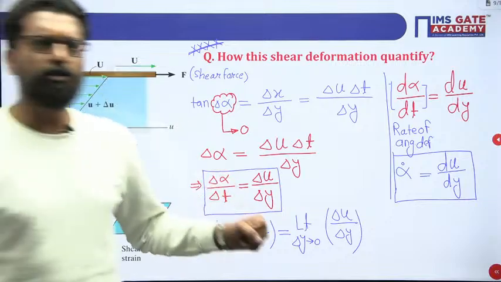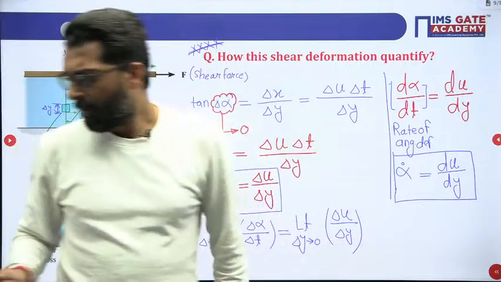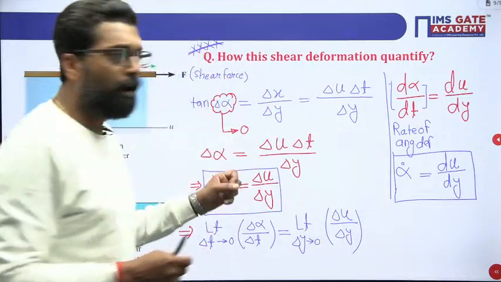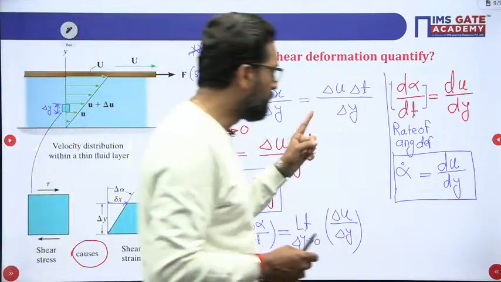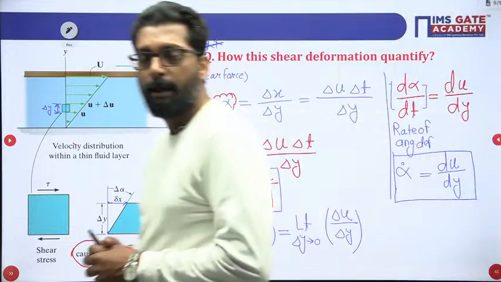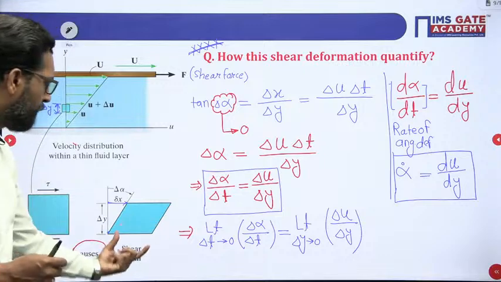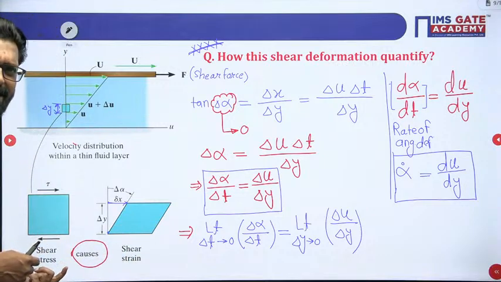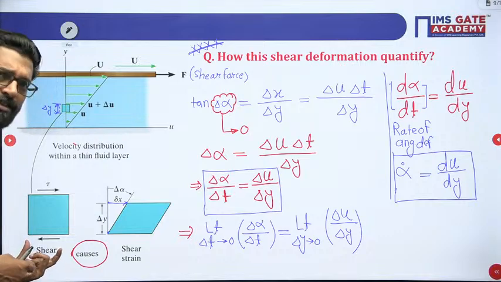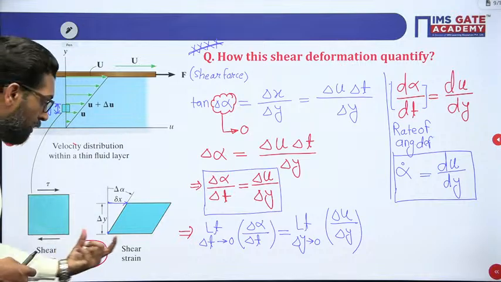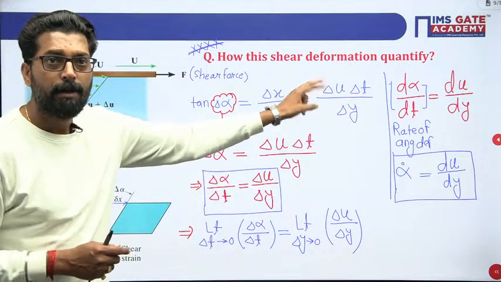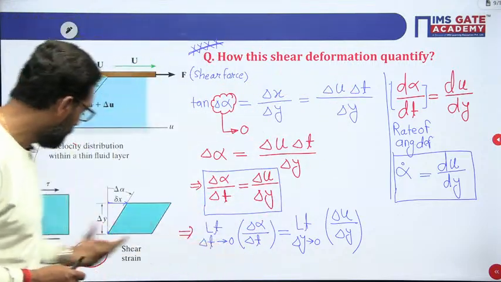Who is responsible for this shear strain, this angular deformation, beta? Who is the fellow responsible for this angular deformation? Yes, shear deformation. The responsible one is shear stress. So the question is, who is responsible for this angular deformation? The responsible fellow is your shear stress.